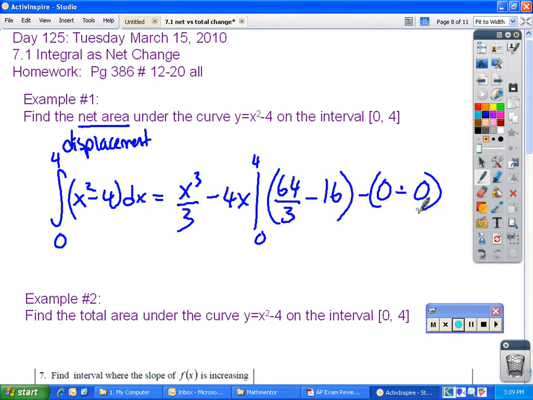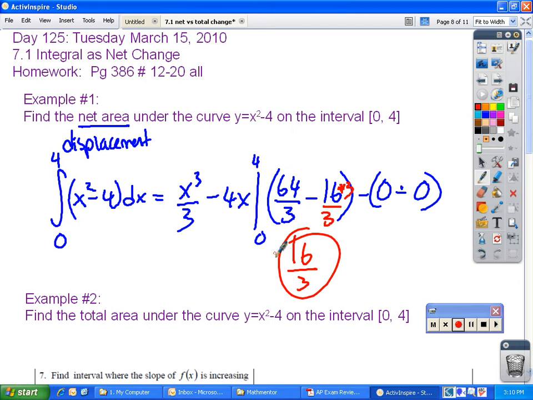So 64 over 3 minus 16. If I want to combine those two terms, I have to give them a common denominator. So I have to times this by 3, 16 times 3, which is 48. And 64 minus 48 is 16 over 3. So this is the net area under the curve.